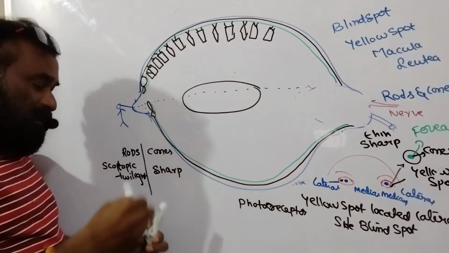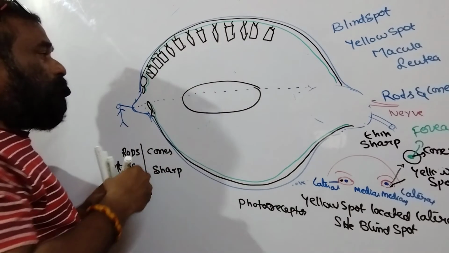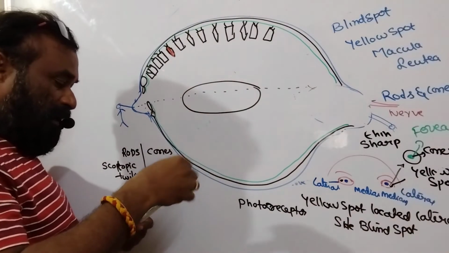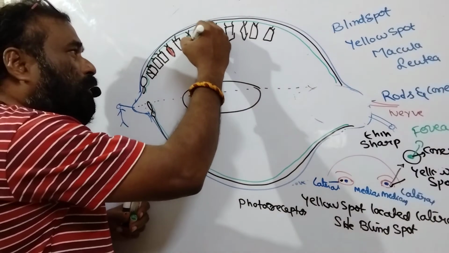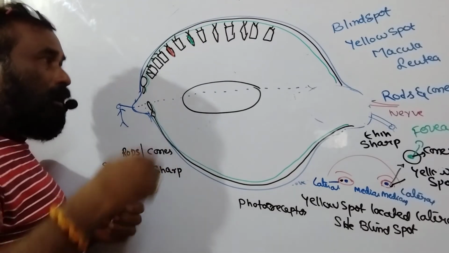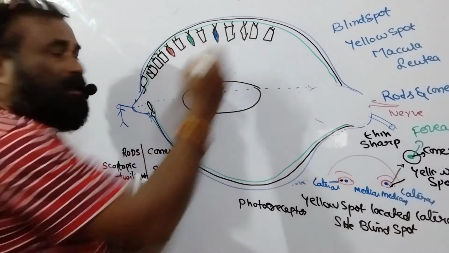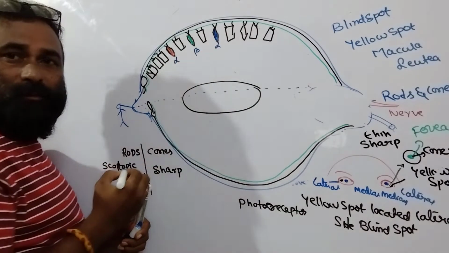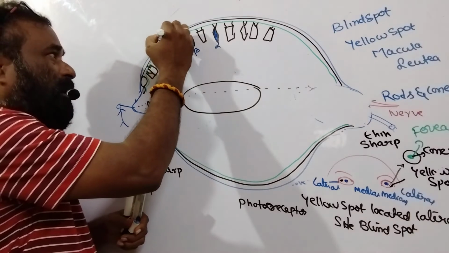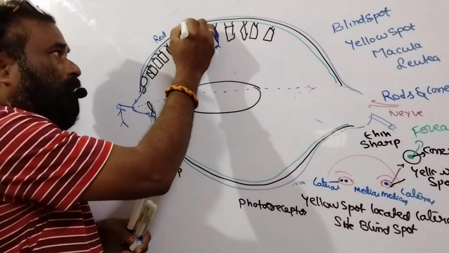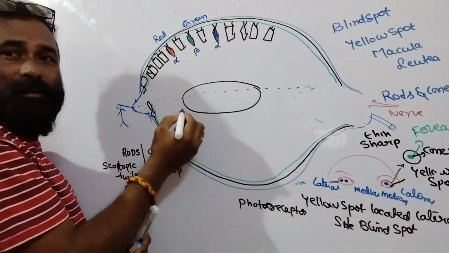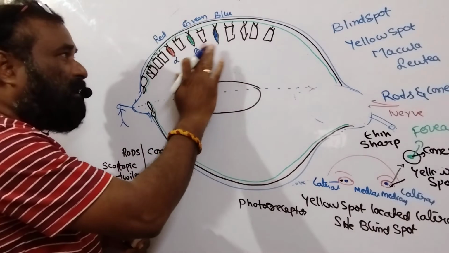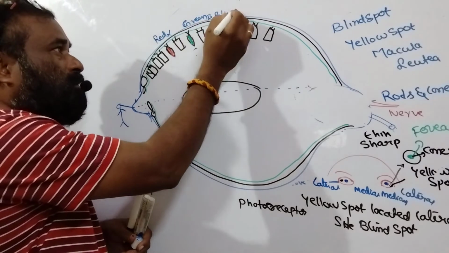There are three kinds of cones. Some are useful for detection of red color, some for green color, and some for blue color. The three kinds are alpha cones, beta cones and gamma cones.